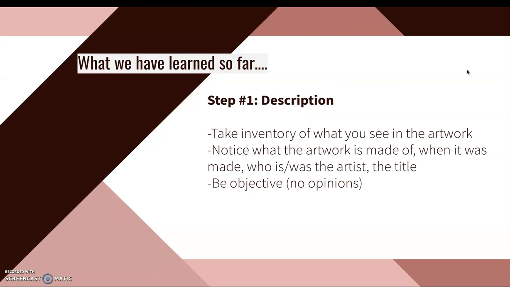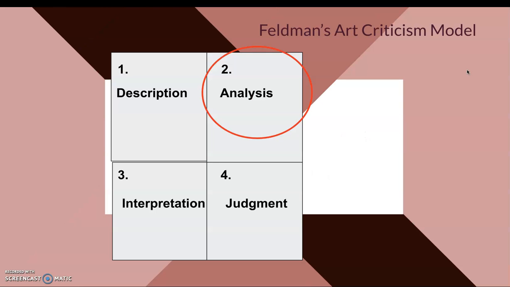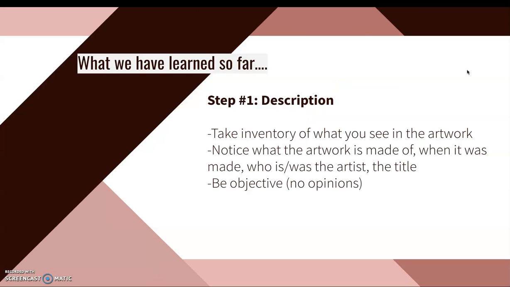So what we've learned so far is that in step number 1, you take inventory of what you see in the artwork. What is there? What is it made out of? When was that artwork created? Who is or who was the artist? What is the title? And you have to be objective though. There are no opinions yet. Don't tell me that it looks cool or what you think the artwork is about or why it's called that. Why is that the title? That's not what we're doing yet. You include your opinion for step number 3 and step number 4. Step number 3 is interpretation. Step number 4 is judgment.